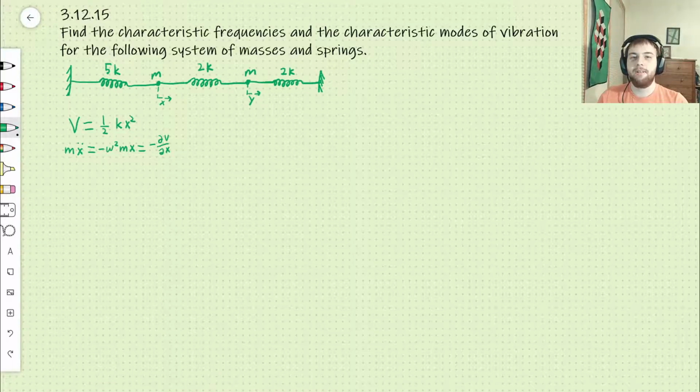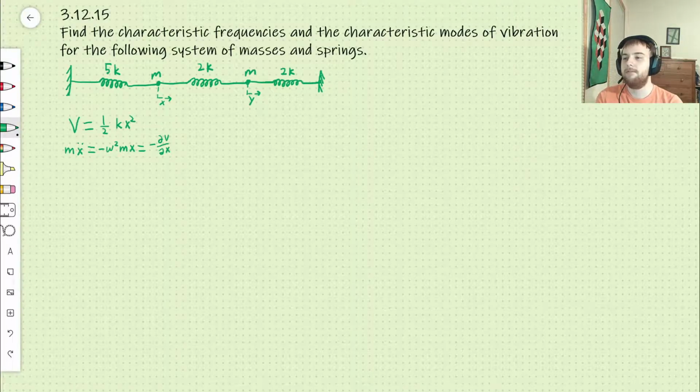Hello everybody, welcome back. Today we're going to take a look at the eigenvalue problem in linear algebra and how we can apply that to a practical problem. What we have here is a system of masses and springs, and we're supposed to find the characteristic frequencies and the characteristic modes of vibration.